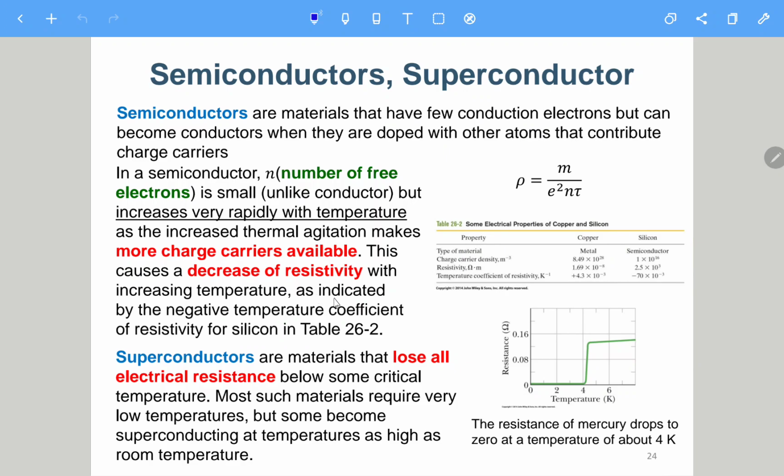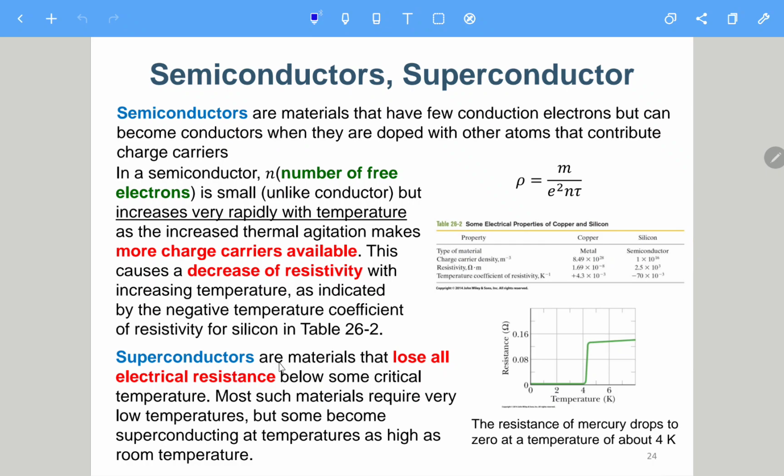So I don't want to talk about it more because it is really difficult. It takes several semesters to talk about semiconductor devices. Okay, so here we also simply introduce the superconductor, 超导体.